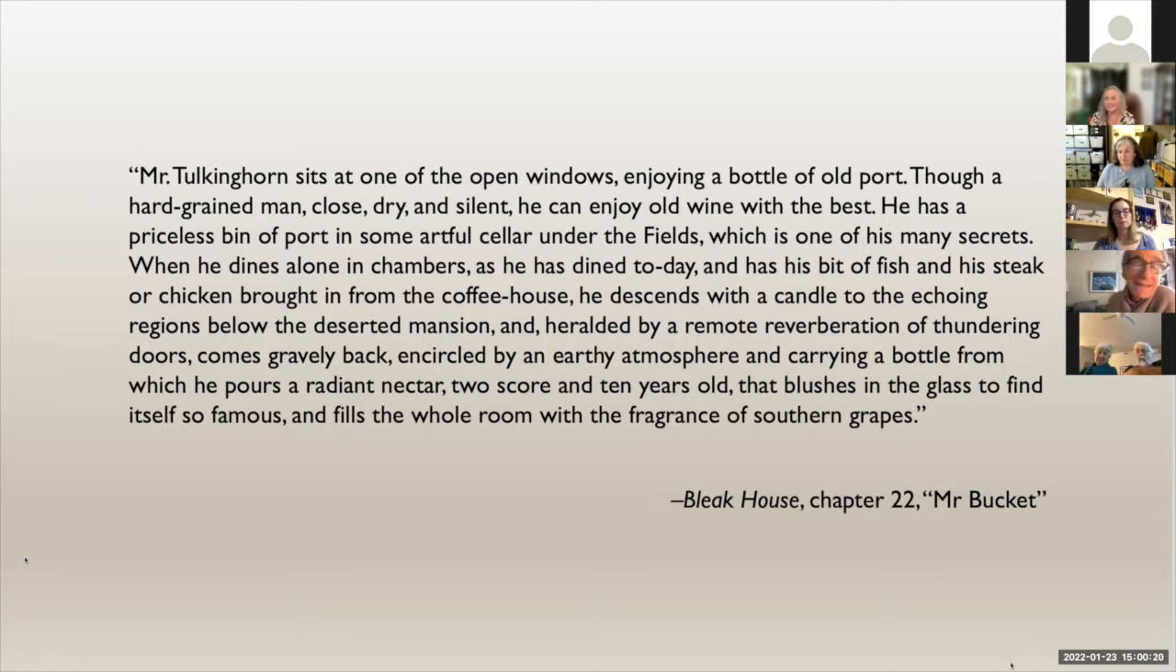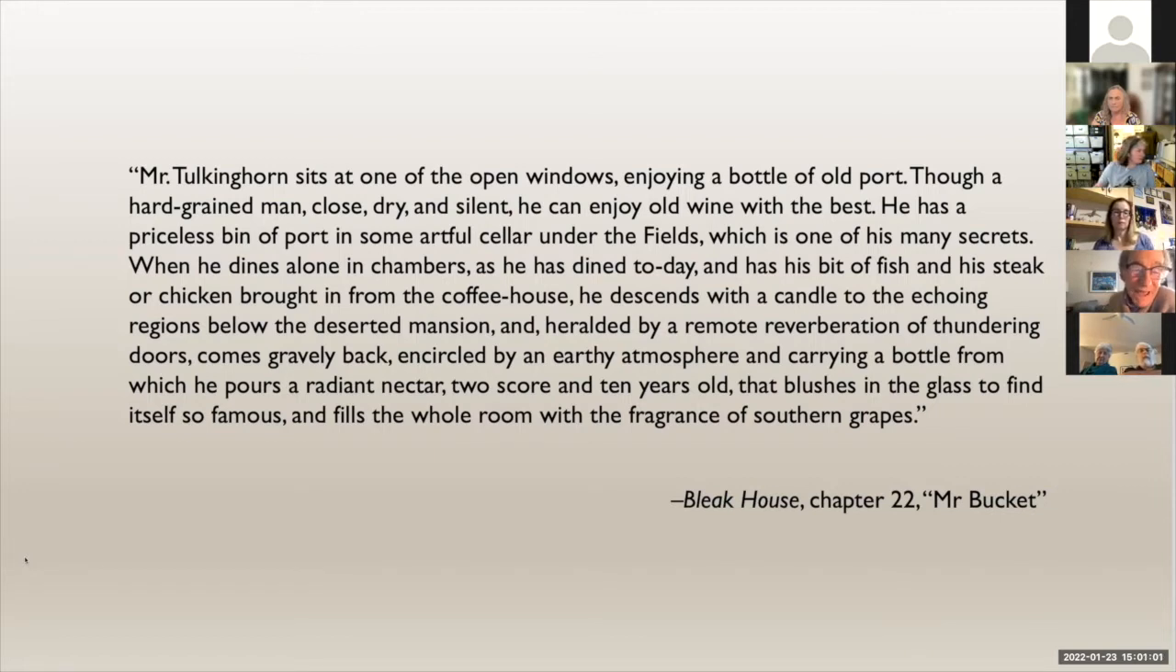Now, I think this is a wonderful passage, and I think it's a key to what Tulkinghorn is about. And this is a passage that asks to be read allegorically. That is, I think that this is a reference to a well-known classical myth. And in this allegorical reading, Tulkinghorn is a figure of Hades or Pluto in the Roman mythology, who is the lord of the underworld.